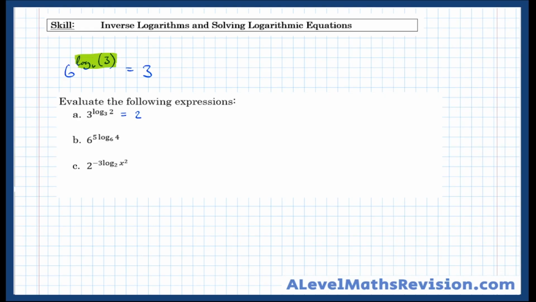Part B, 6 to the power of 5 log to the base 6 of 4. Now there's an issue here, because in the first one, the 3 to the power of and the log base 3 were touching each other, which meant that they essentially cancelled out. These aren't touching each other now. It doesn't say 6 to the power of log to the base 6 of 4. It says 6 to the power of 5 lots of log to the base 6 of 4. So what we could do here is use the power law to bring that up into there, like this.